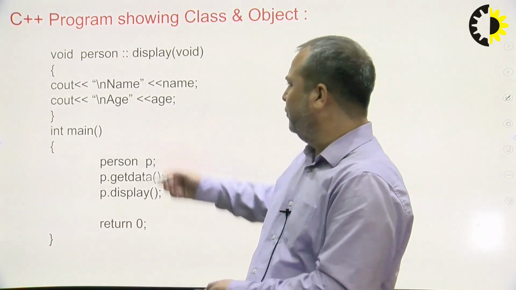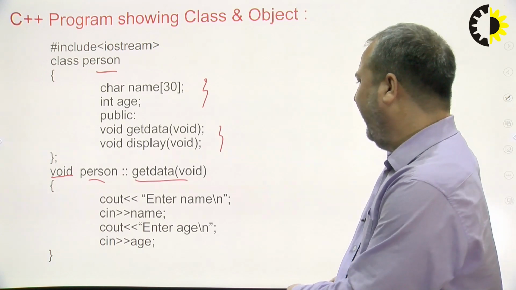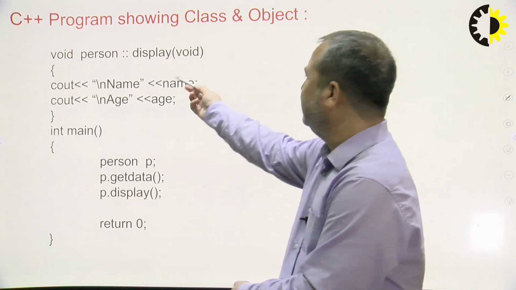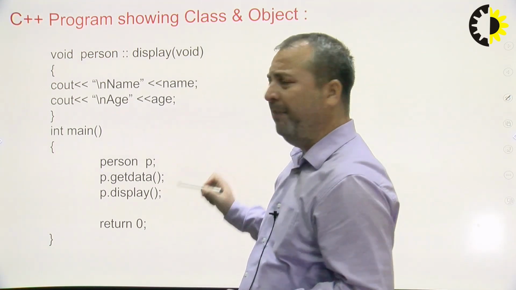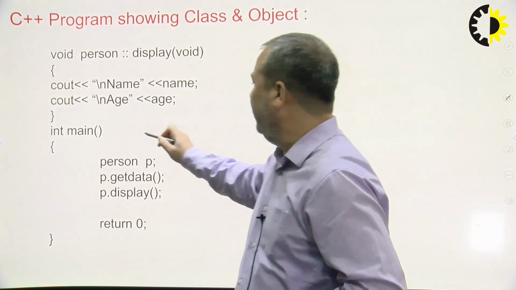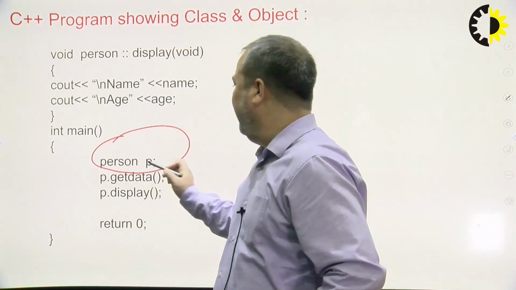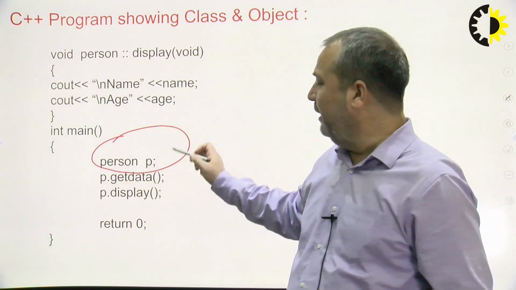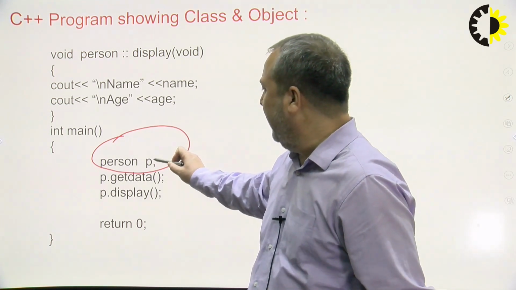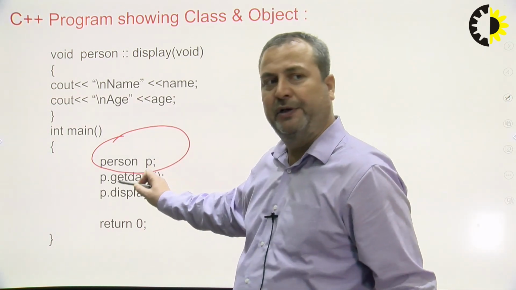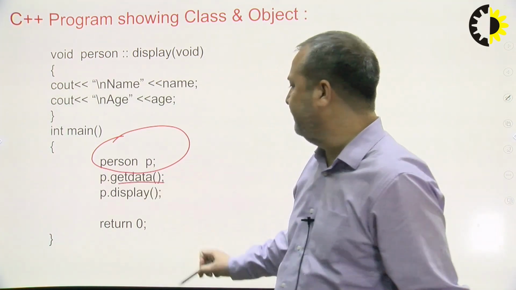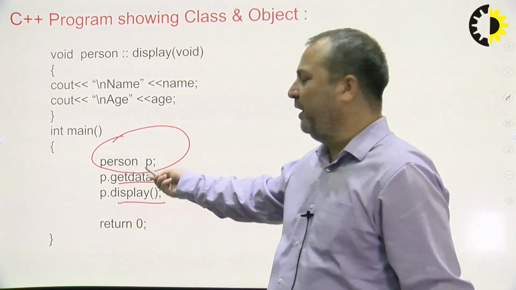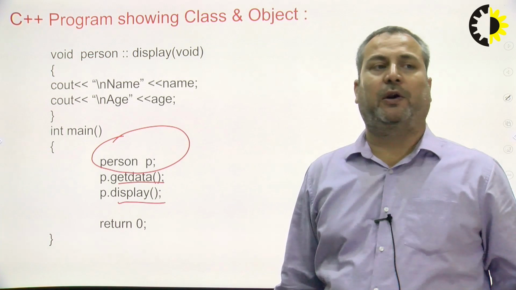Similarly, the display function. By get data we are taking input like name and age, and by display we are simply displaying it. How the data is going to be created: in main we will create the object of the class, person. By the object name you can invoke the function, like object name dot get data, so the get data code will be invoked, and similarly p dot display, the display function is going to be invoked.